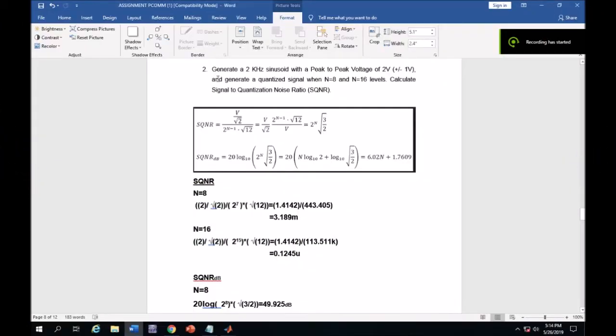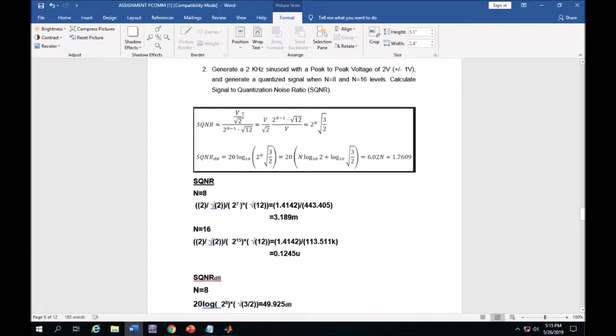Question 2. For question 2, generate a 2 kHz sinusoid with a peak voltage of 2 volt plus minus 1 volt, and generate a quantized signal when n equal 8 and n equal 16 levels. Calculate signal to quantization noise ratio, SQNR. Okay, the formula is already given. Okay, this is for signal to quantization noise ratio.